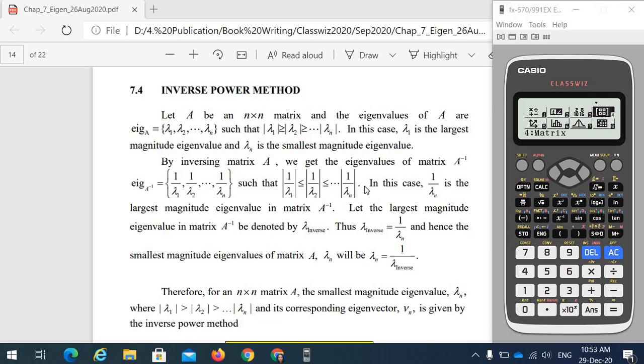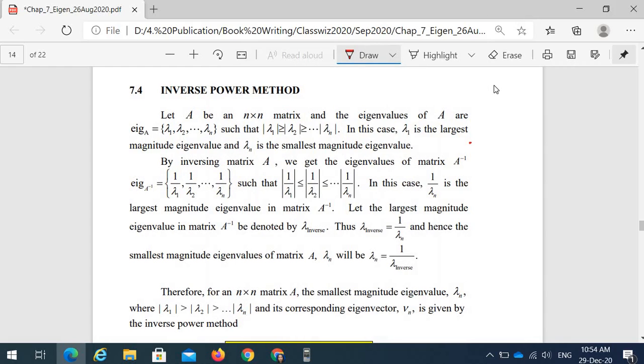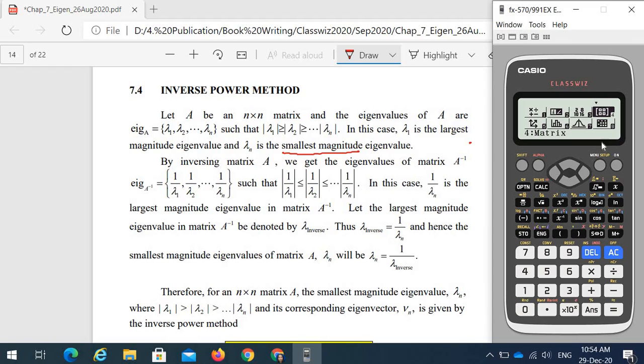Good morning. Today I'm going to use the Casio fx-570EX Classwiz calculator. Finds the smallest magnitude eigenvalue using the inverse power method in the matrix manual.